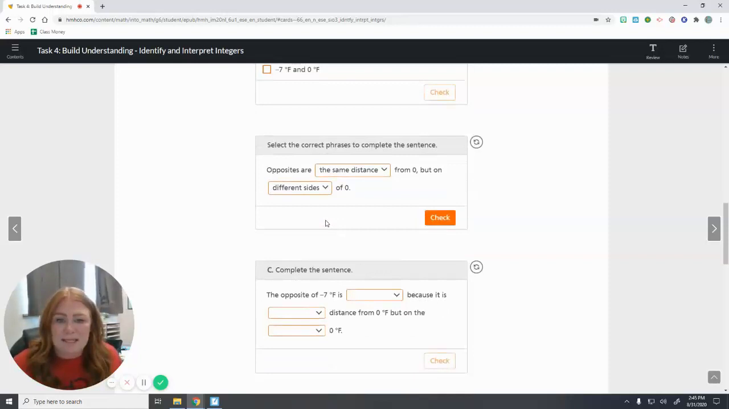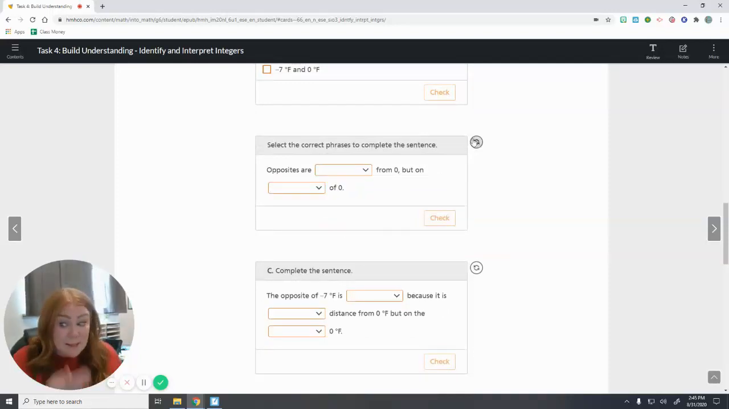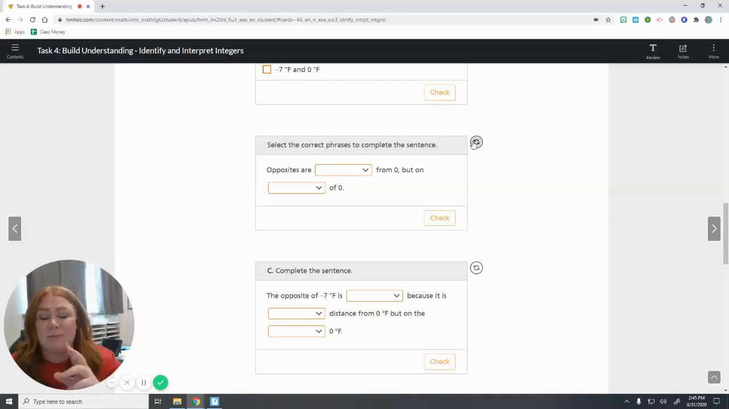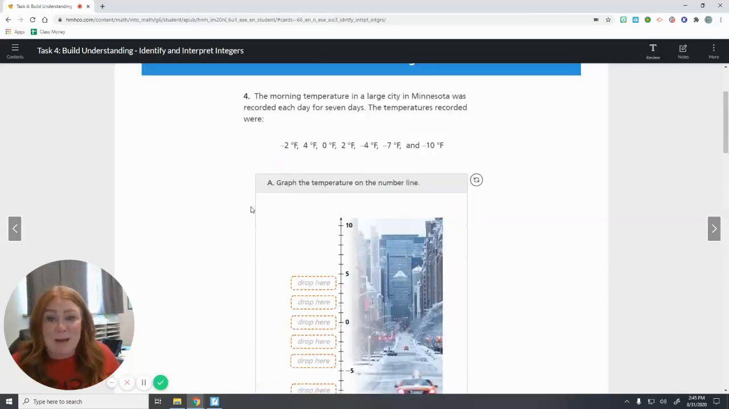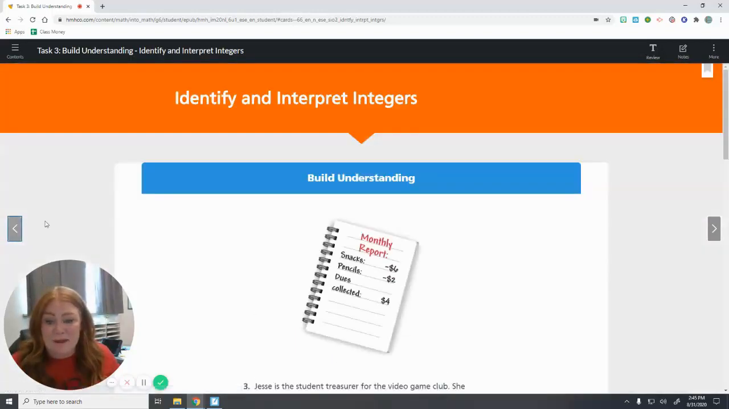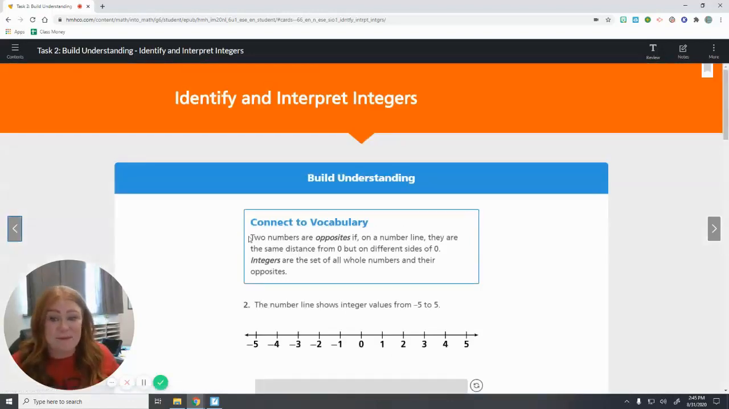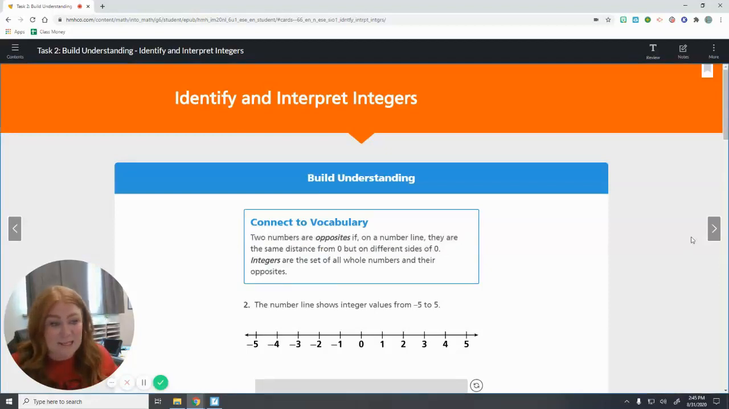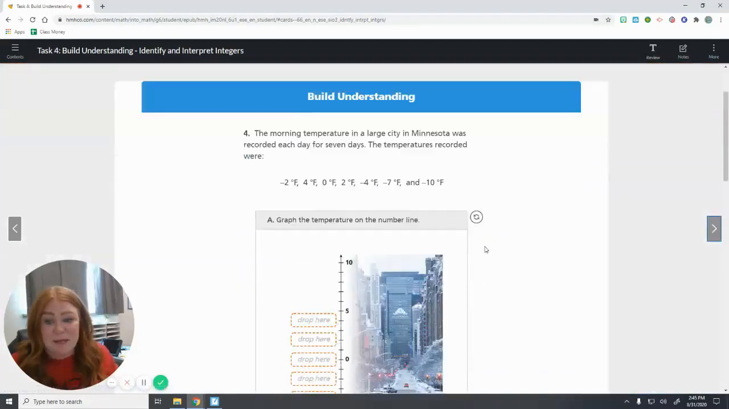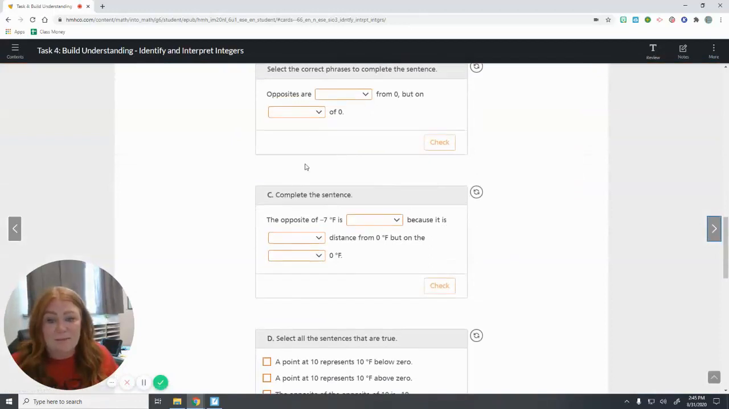Okay, next, this asks us to complete the sentence. Opposites are blank from 0, but on blank of 0. So the first one, they are the same distance or different distances. We're talking about opposites. And again, you can go back a page right here. And actually, you can go back 2 pages to task 2, and you have a definition right here of opposites if you need that to answer that question. So that's that one.